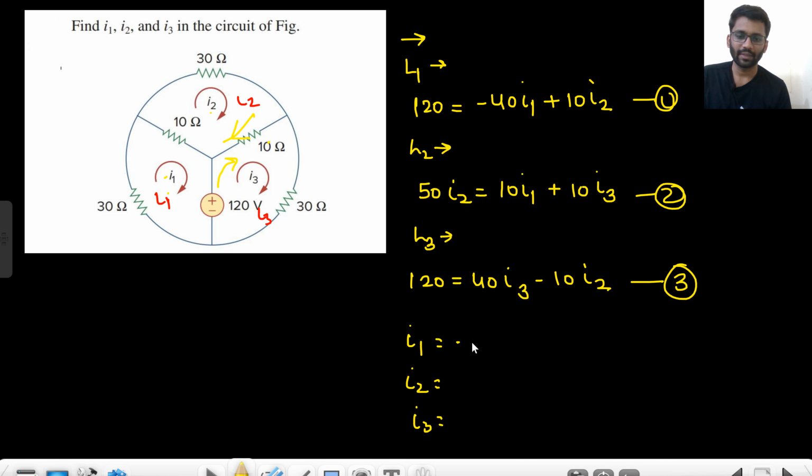So the value of I1 is minus 3 ampere, I2 is 0 ampere and I3 is 3 ampere. Okay, let me recheck it once again. If we write down the values here, yeah, that's fine. So that's the final answer.